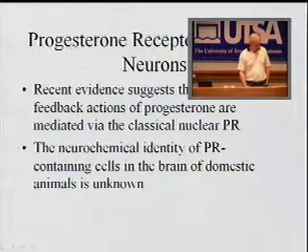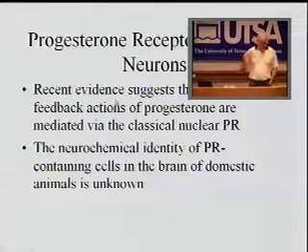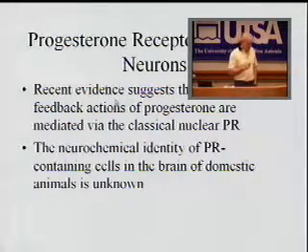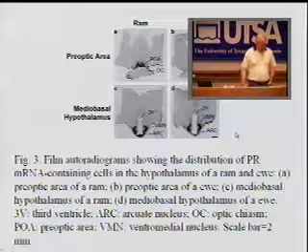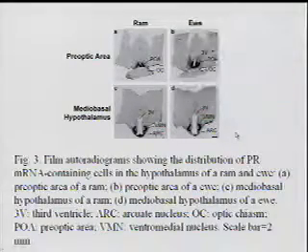So the progesterone receptors in the GnRH neurons. Of course progesterone is definitely a hormone 3 that acts through negative feedback at the level of gland 1, hormone 1. So there are negative feedback actions that are mediated by the classical nuclear progesterone receptor, and the neurochemical identity of the PR containing cells in the brain of the domestic animals is unknown.